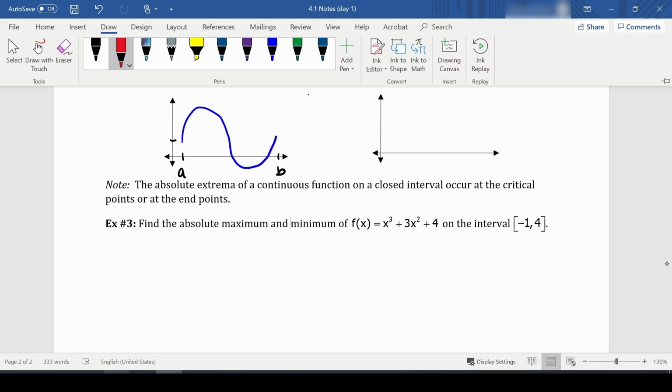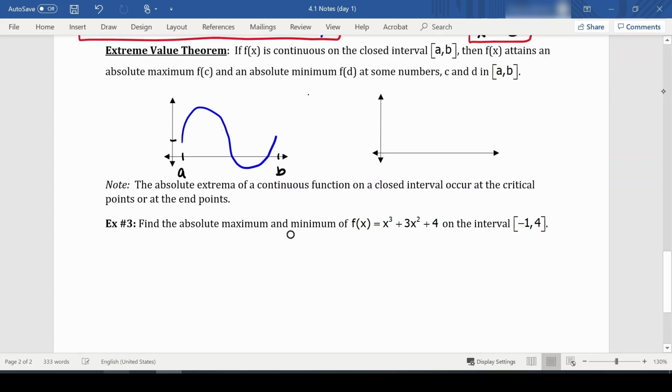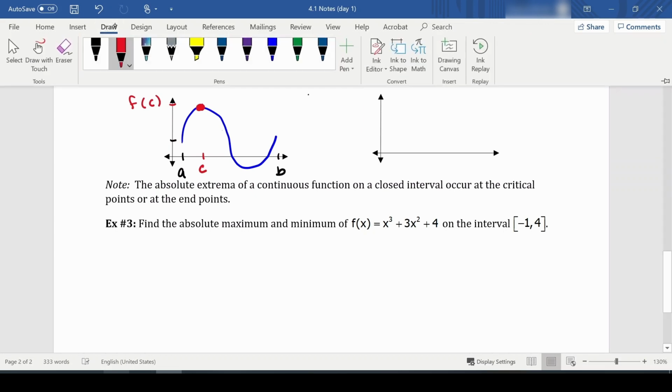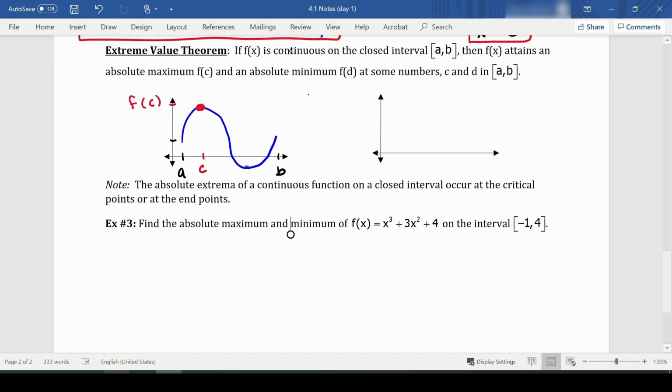So here, if I figure out where my largest value looks like it is, well, it looks like it's probably about here. So that would be my f of c, and this would be my c. And where does it look like my smallest value is? Probably here. This would be the d value from the theorem, and my f of d would be over here.